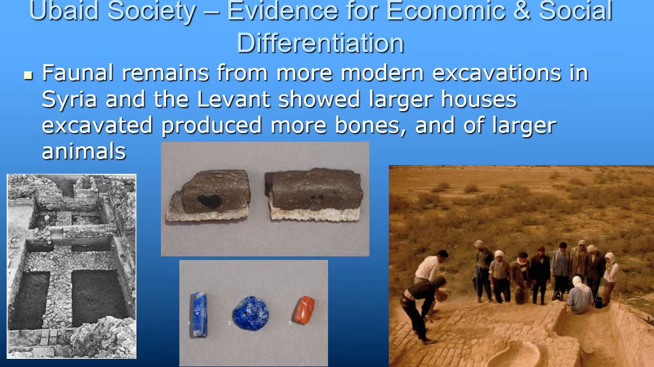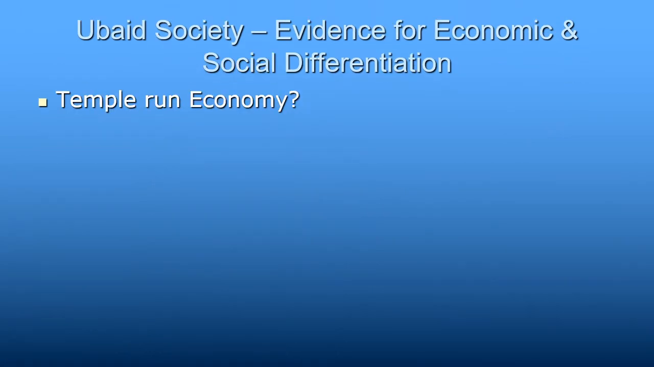Just a side note as well about egalitarian. There's a site in Iran, Farrukhabad. This is getting way out of our scope, but they looked at the animal remains found at the site and at different houses, and the larger houses produced more bones, and of larger animals, while smaller houses had smaller animals and poorer cuts, showing that there is differentiation in access to food supplies as well. All in all, we're really throwing out this egalitarian society for the Ubaid.